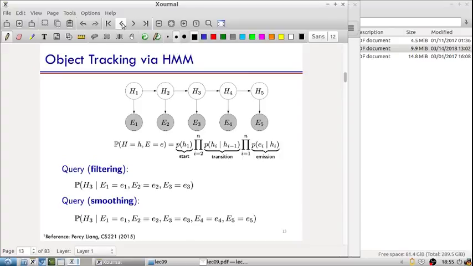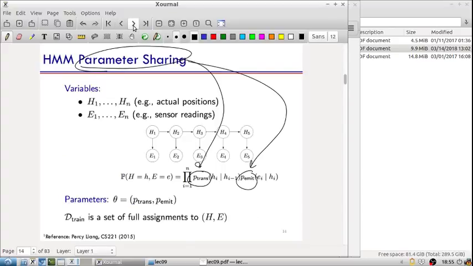Let's not worry about inference. So how do you learn the parameters of this model? There is a P transition and P emission, let's say. How do you learn these numbers?